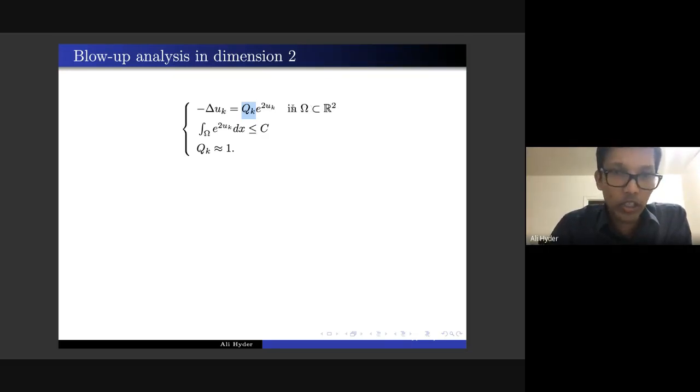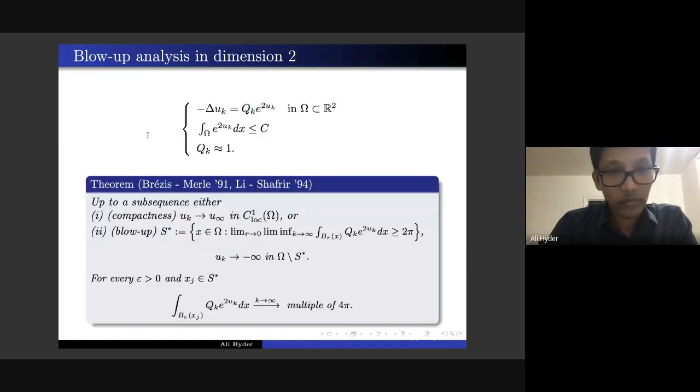So the question is, what can we say about this sequence? Does it converge? Does it at some points go to infinity, some points go to minus infinity? What happens? This theorem is due to Brezis and Merle, and another part is due to Li and Shafrir. Up to a subsequence, we have compactness, that is u_k would converge to some u_infinity in C^1_loc(omega). Here I am saying the convergence is locally uniform, because we did not impose any boundary condition, so we don't know what happens at or close to the boundary.